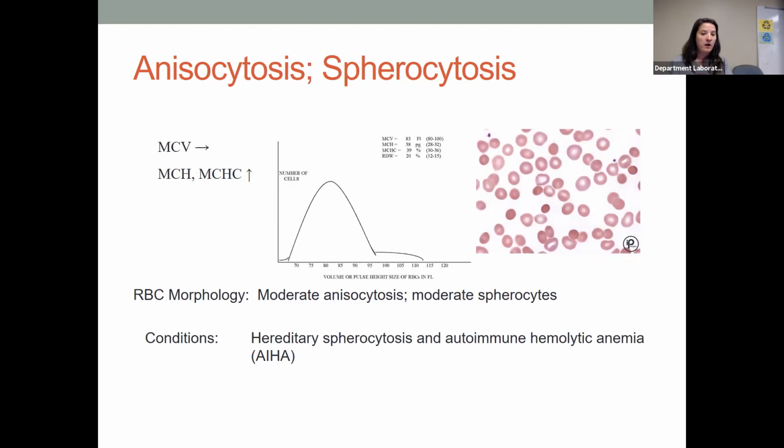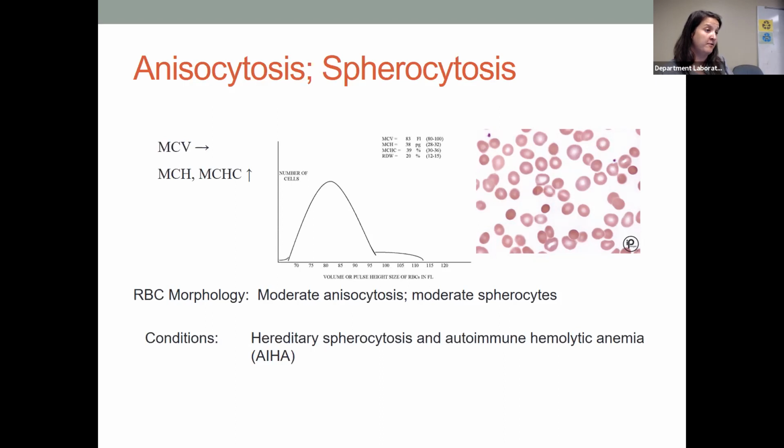All right, and here's another one. Notice our MCV is 83 femtoliters. So on the lower end of that normal range, right? MCH, 38 picograms. What do you think about that? So remember, your MCH is hemoglobin content, the average weight of hemoglobin. So if you have an increased value, you might suspect that you have the increased hemoglobin in these cells, right? And then look at your MCHC, 39%. What's one cell type that can have an increased MCHC like that?